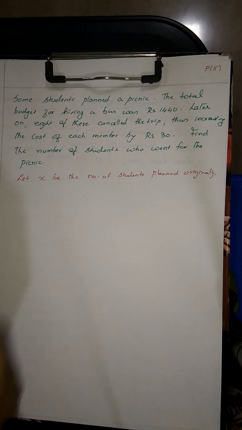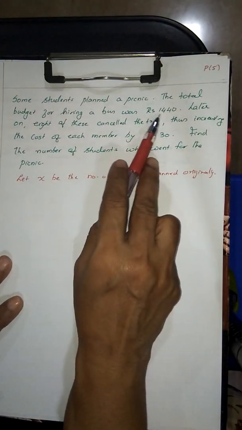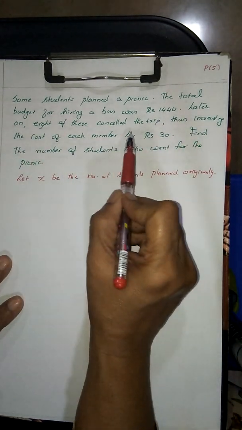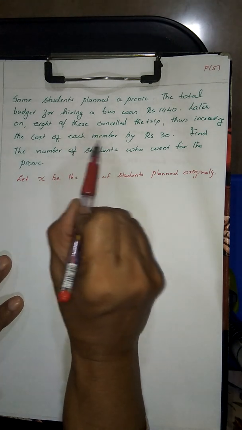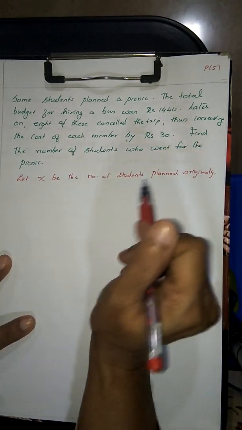Now some students planned a picnic. The total budget for hiring a bus was rupees 1440. Later on, 8 of these cancelled the trip, thus increasing the cost of each member by rupees 30. Find the number of students who went for the picnic.